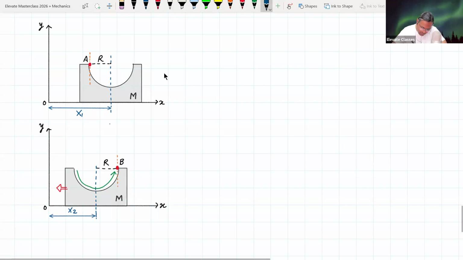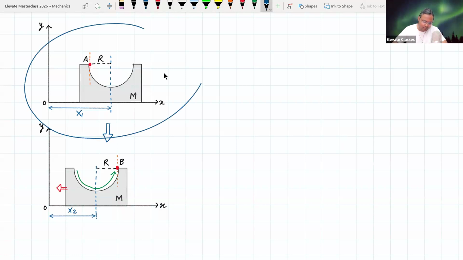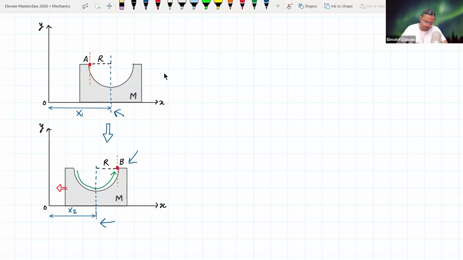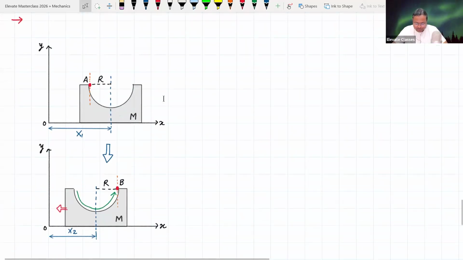ठीक है? I hope that it is making sense. ये दोनों डायग्राम ठीक से देखिए. Point mass is at A and large mass is at x1. When the point mass moves to point B, large mass moves to x2. I want to find x1 minus x2. Okay. And why this happens? This happens because the overall center of mass remains a constant.